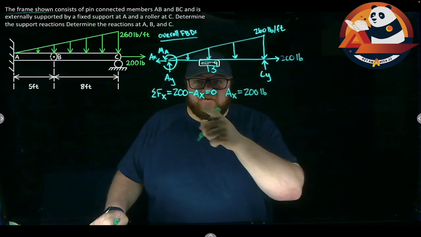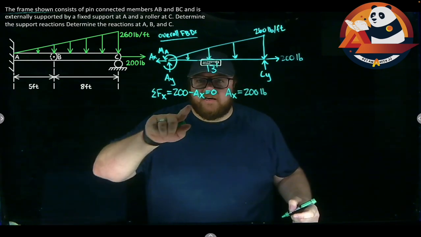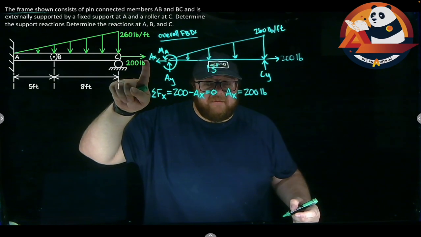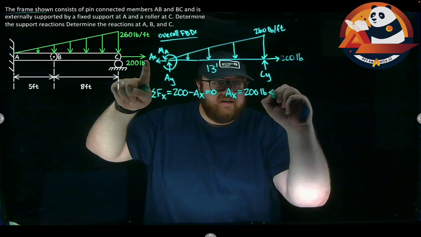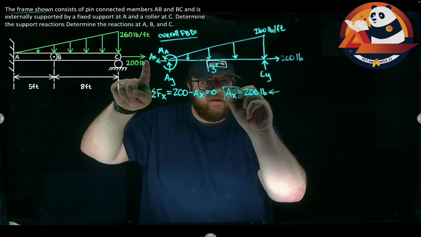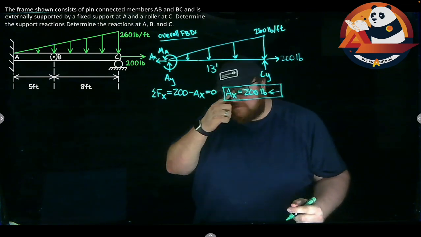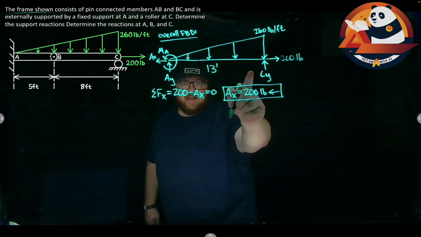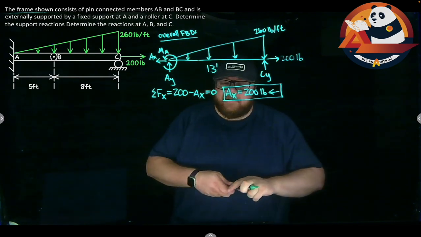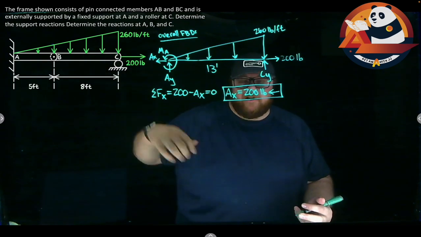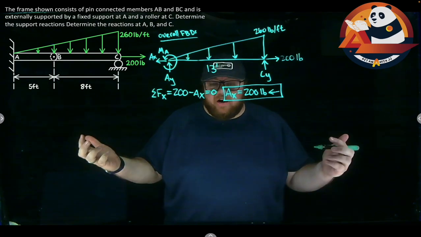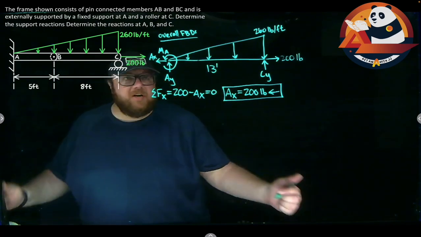I get a positive number from my equilibrium equation when I solve for AX, which means in my free body diagram, I guessed the right direction. It is to the left. So we'll get our arrow in there, getting magnitude and direction labeled. That's it for us. I can't find AY, CY, or MA at this point. I'm at a standstill with this free body diagram. So we want to explode our frame into individual pieces and go from there.